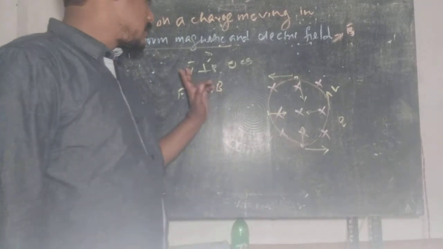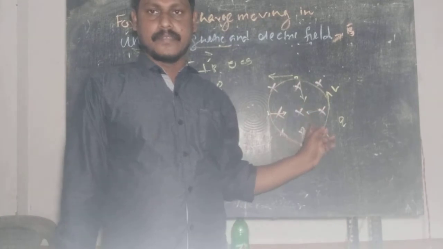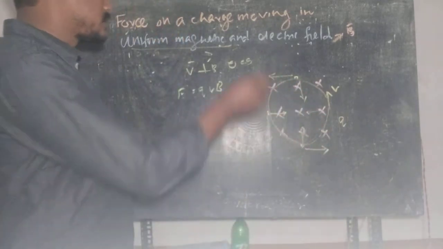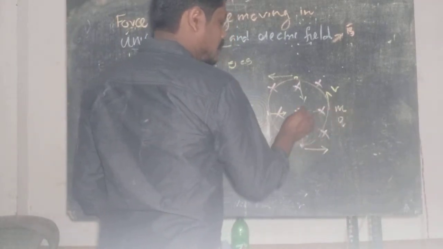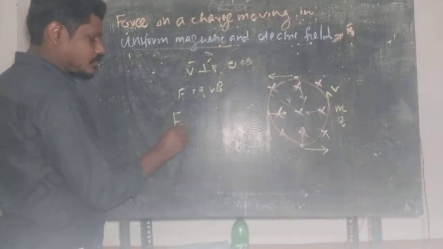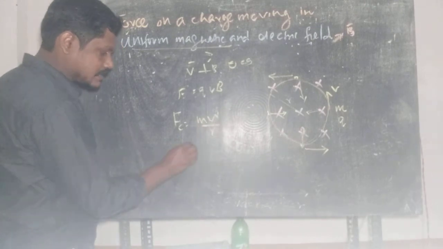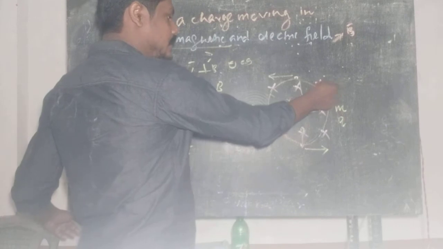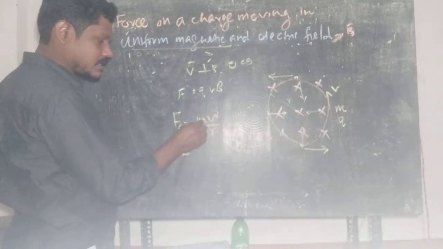So when the charge is moving with a velocity perpendicular to the direction of a uniform magnetic field only, then it will be executing a circular motion. Now for the circular motion of a mass m, if the radius of the circular track is r, then we have the centripetal force equal to mv square by r. Here the charge has a mass m, it is moving with a velocity v along a circular path of radius r, then the centripetal force is mv square by r.